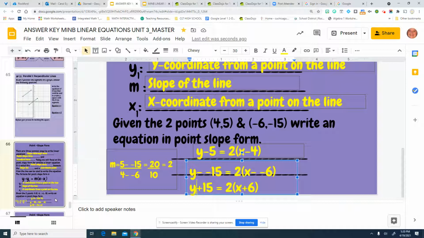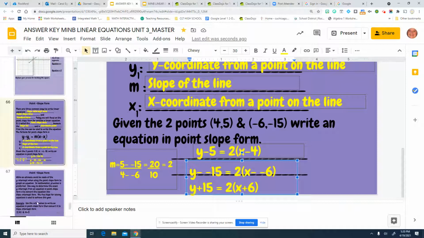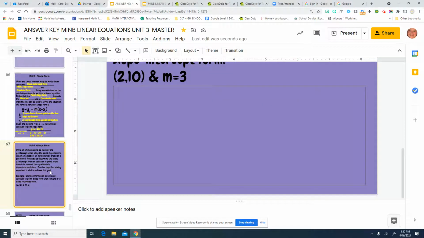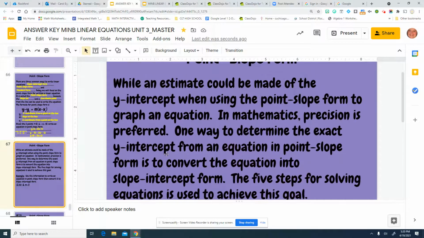Of course, if they give us the slope and a point, we're not going to have to really do any work to write point slope other than substitute values in. Here we actually found the slope. But what happens if we use that as a means to get back to slope-intercept form, right? Because while an estimate could be made of the y-intercept when using the point-slope form to graph an equation, in mathematics, precision is preferred. Precision meaning we want to be exact.